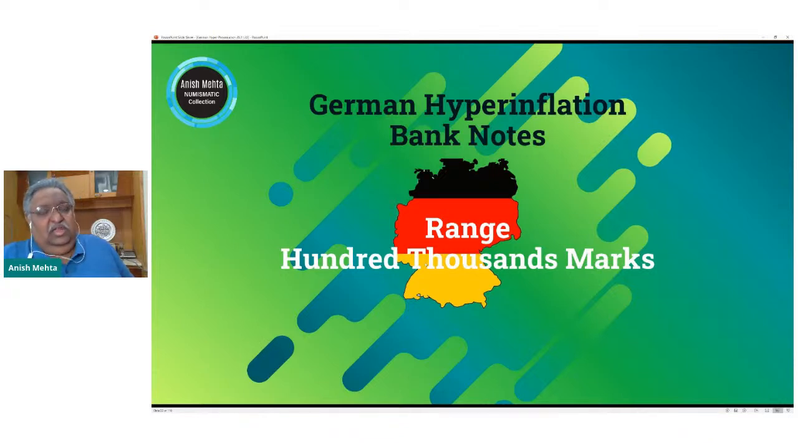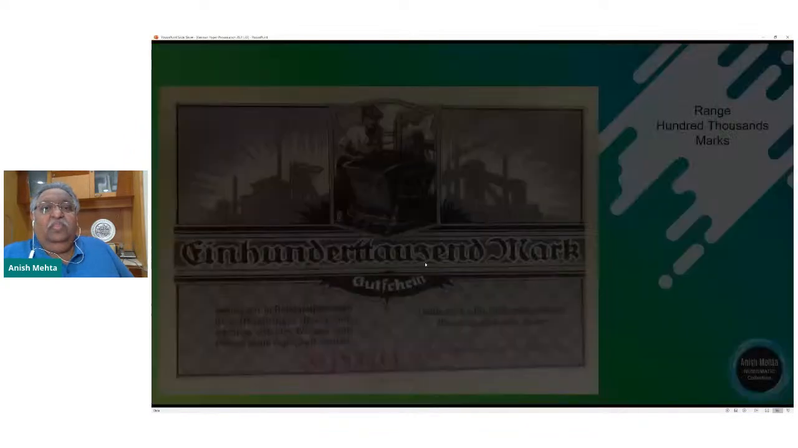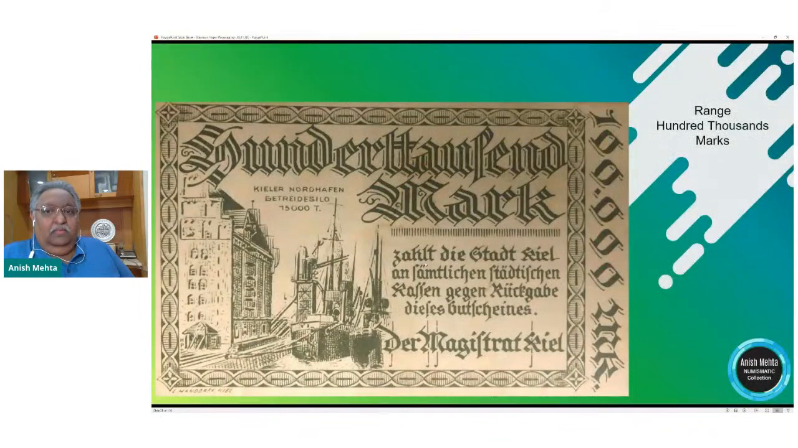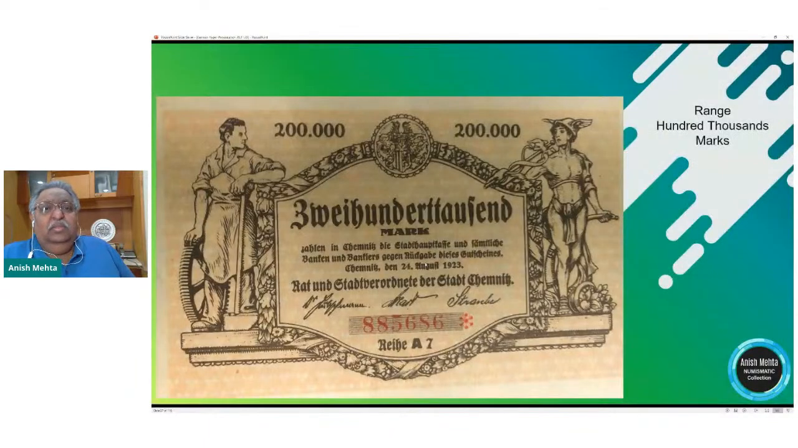The first range which I am showing you is the 100,000 marks. This is a very special note, if you see, which is a handwritten note. This is 100,000 marks. This is also 100,000 marks. This is 200,000 marks. Most of these, if you see, are in the year 1923. Another 200,000 marks.